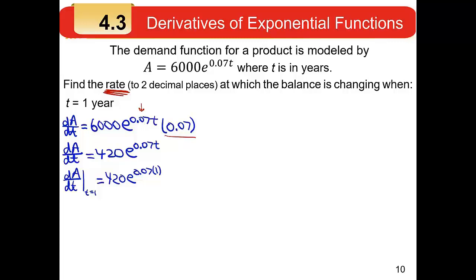Everywhere there's a t, there happens to just be one t. So you end up with 420 e to the 0.07. Again, this is the skill I've asked you to practice over and over again. I hope you're doing that.